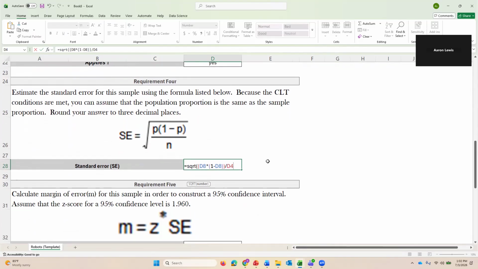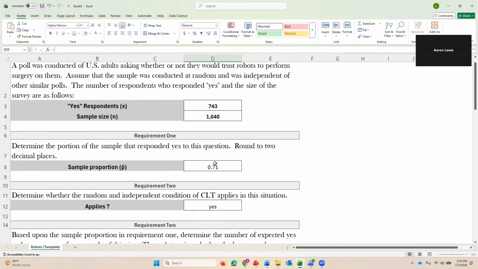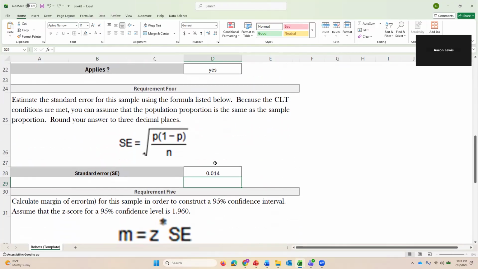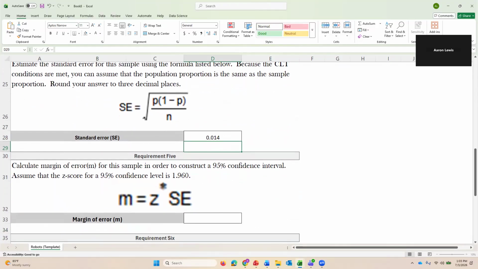And coming down, I can close this last parenthesis and enter, and I get 0.014. So standard error is standard deviation for a proportion. Every sample we take of similar size, we can expect the sample proportion, which we're going to assume is the same as the population proportion, to be somewhere within 1.4% of the 71% that we got above. And with that, I can calculate my margin of error.